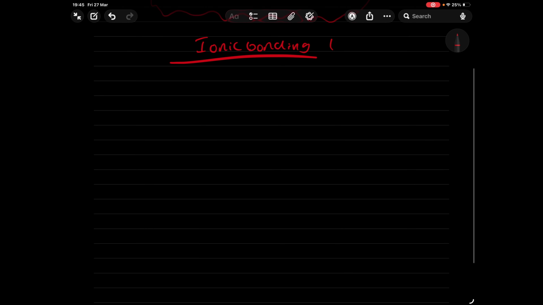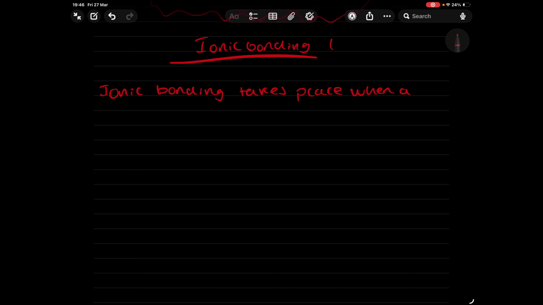If you guys don't know, ionic bonding takes place when a metal and a non-metal react. That's the key point. Ionic bonding takes place when a metal and a non-metal react. And that's the first point you guys need to know.